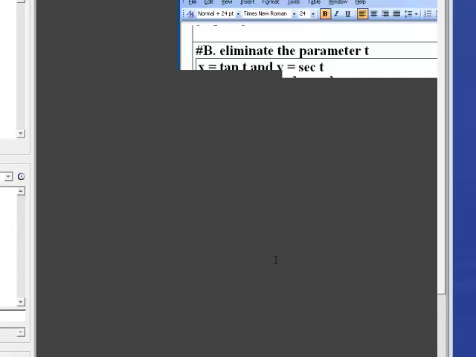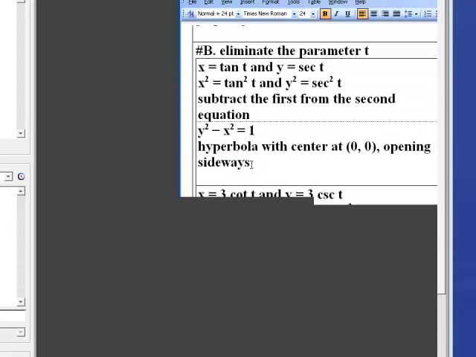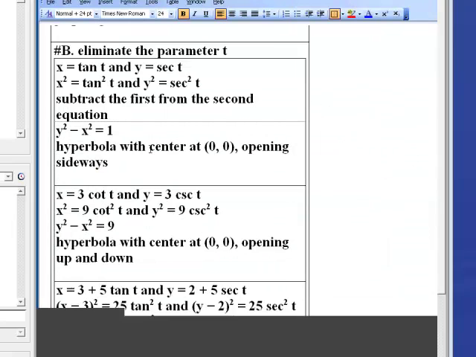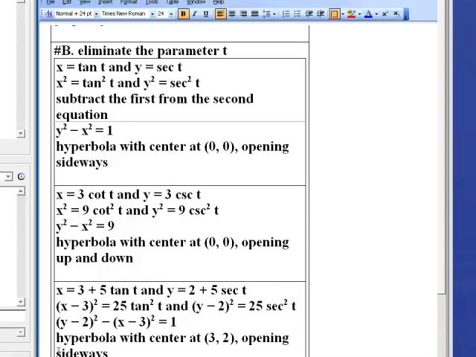Okay, and with that, I am concluding the problem section for the parametric equations.